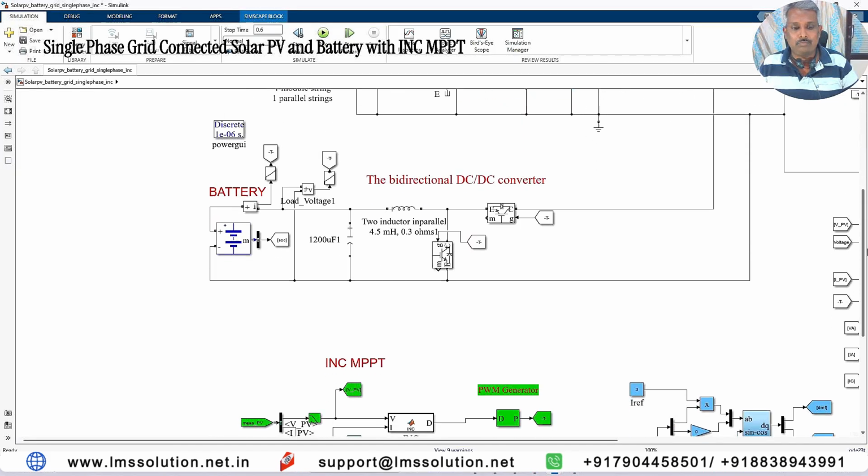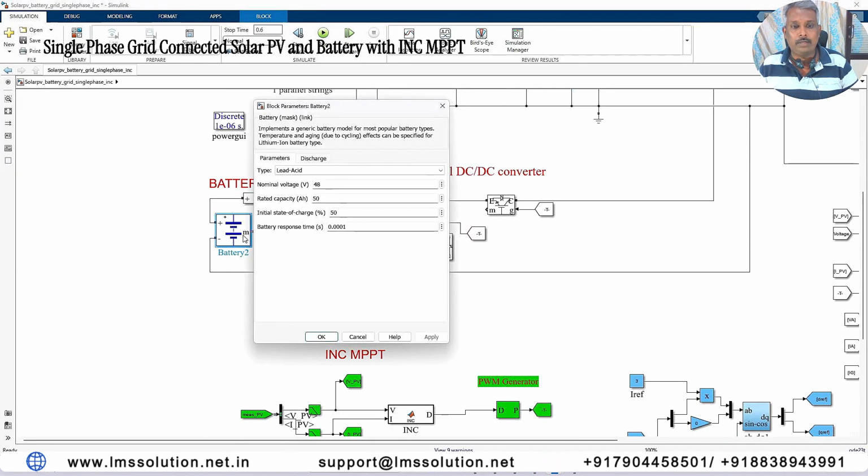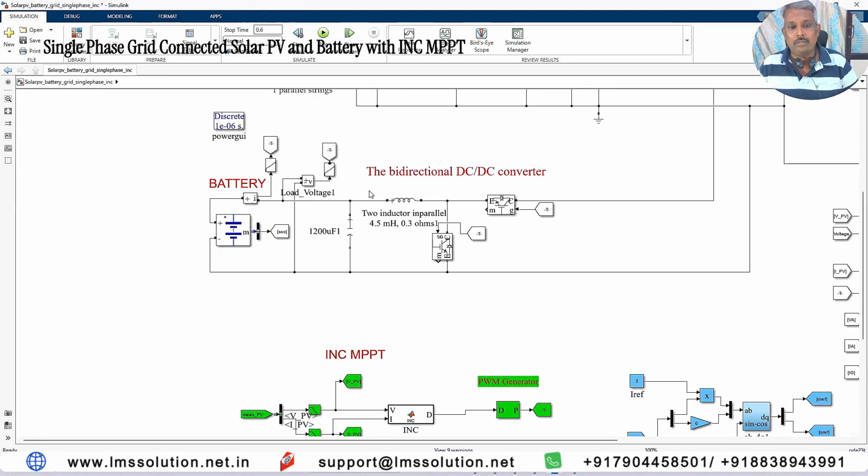So next it comes to the battery. Here we have the battery. The battery is rated at 48 volts. The rated capacity is 50 Ah, and the initial state of charge is 50%. So here we have a converter. This bidirectional converter is controlled by means of a voltage control method.